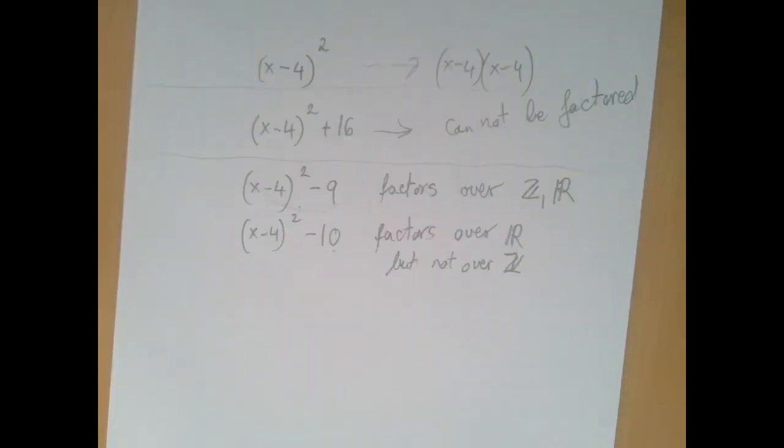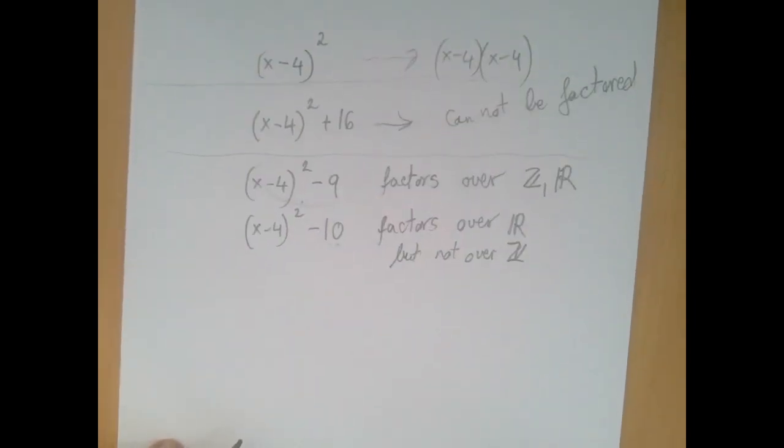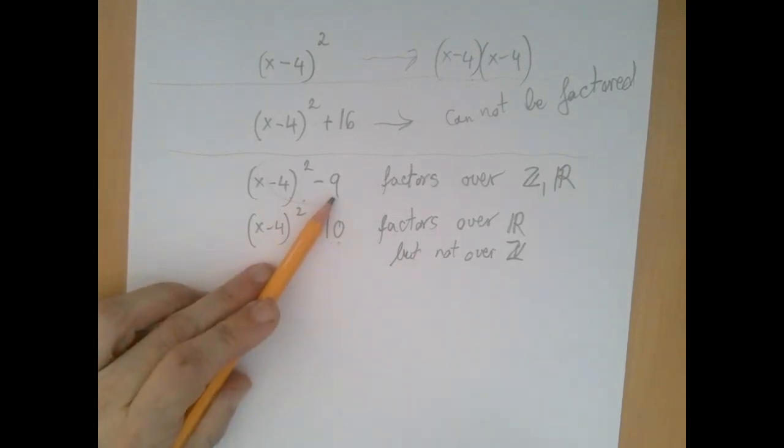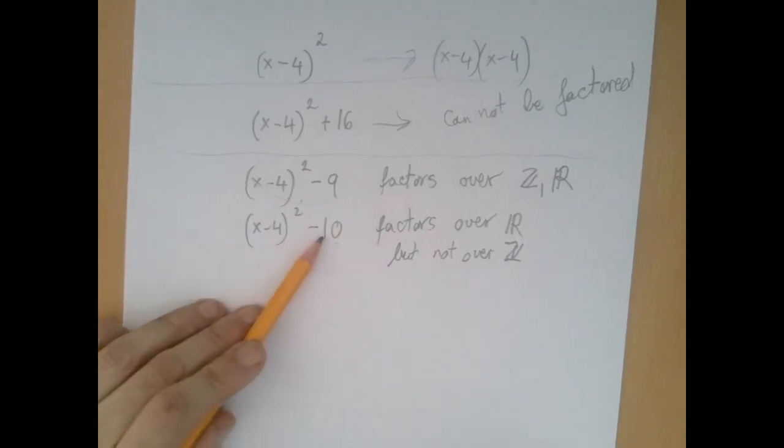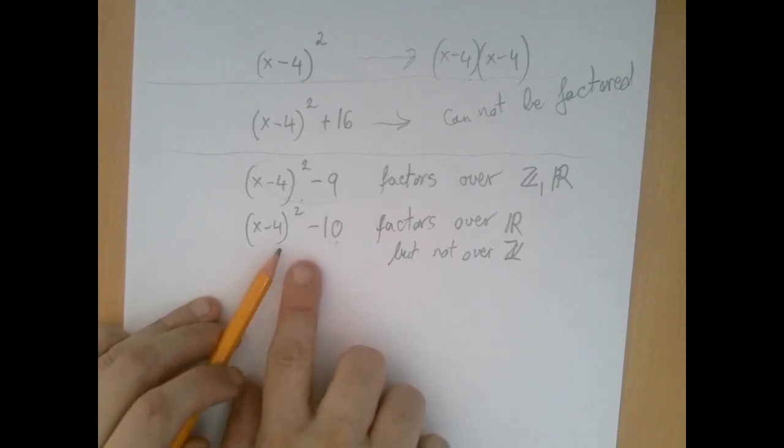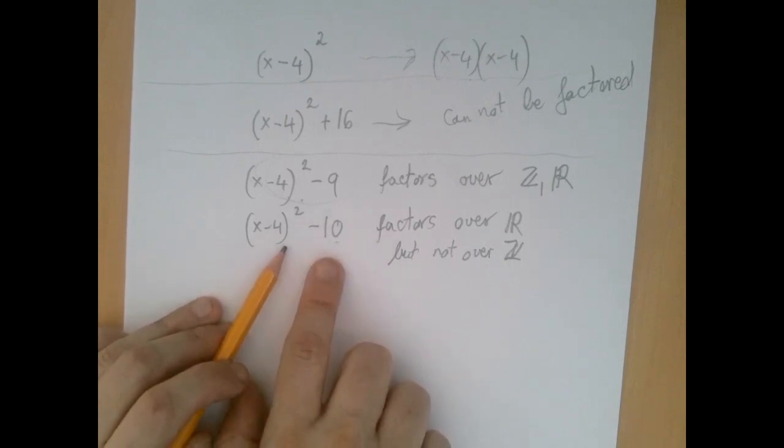If a positive number is subtracted from the complete square, the expression will factor over the reals. And if that number subtracted is a perfect square, then it will factor over the integers. Otherwise, it will just factor over the real numbers. Because we're going to be able to factor this via the difference of squares theorem using the fact that 10 is the square of its own square root. But that's not an integer at all.